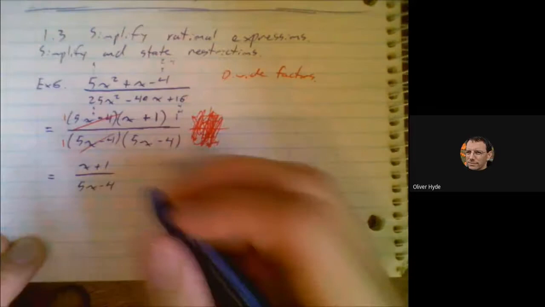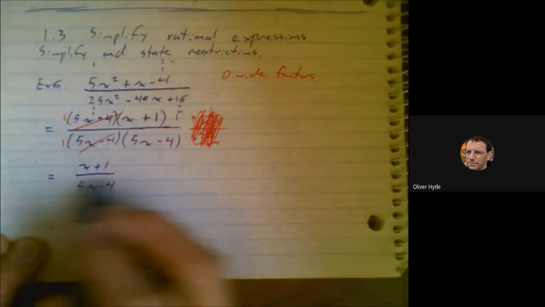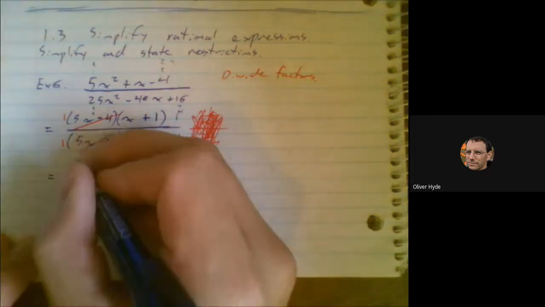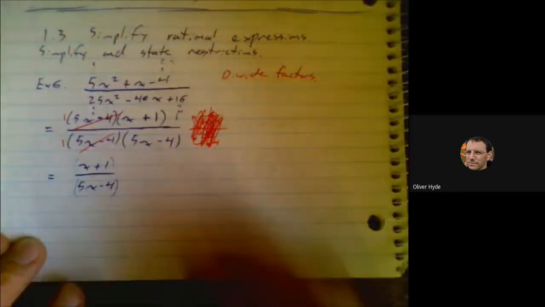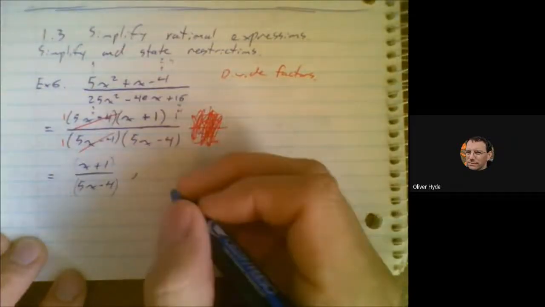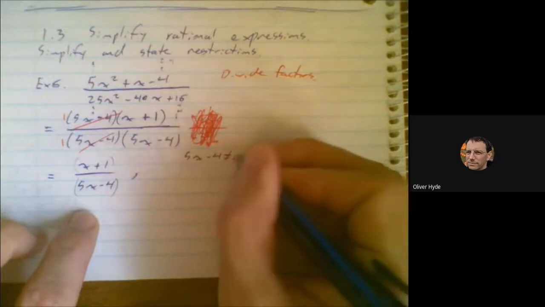It doesn't really require parentheses in its numerator or denominator anymore. The fraction bar does that on its own. It's not a bad idea to have them, though, especially if you're going to be finding a common denominator later. And this will be the case as long as 5x minus 4 is not equal to 0.